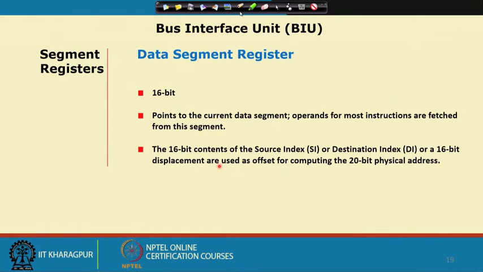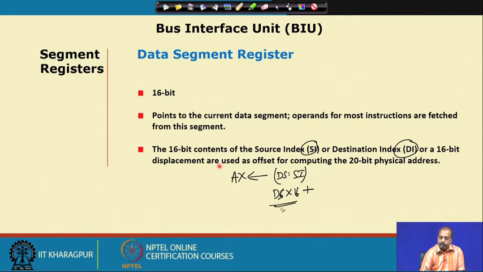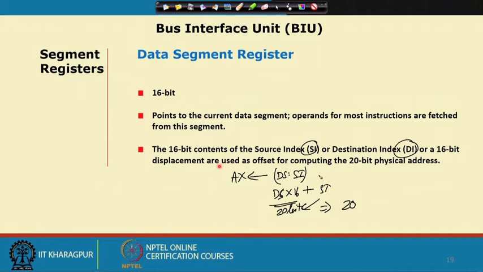So, DS, SI and DI, these registers we will find in the execution unit. If you want to get into the register AX the content of DS colon SI, what happens is that the DS register is multiplied by 16. That way it gives me a 20 bit value. With that, the SI register content will be added. So, you get a 20 bit address. A 20 bit data address will be generated, and that will give us the address for the data access.